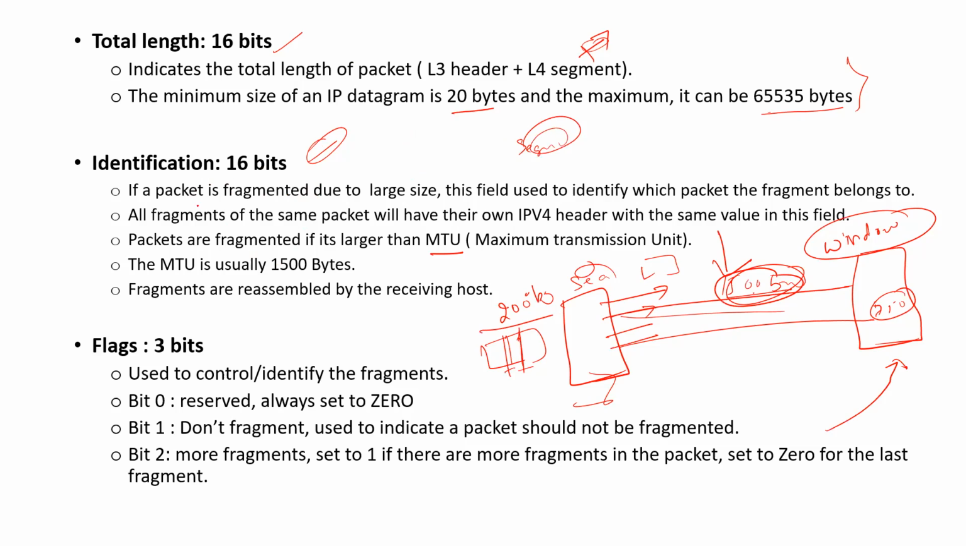Whether you want to perform fragmentation or not is based on the flags here. If the data is below 1500 bytes and not fragmented, then bit one will be used. If the data is more than 1500 bytes, then in the flags, bit two will be selected. Bit 0 is reserved and always set to 0, by default it is 0.